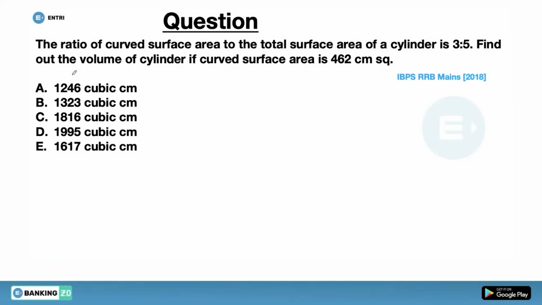The next question is: the ratio of the curved surface area to the total surface area of a cylinder is 3:5. Find out the volume of the cylinder if the curved surface area is 462 centimeter square. This question was of IBS RRB Mains 2018. Let's try to solve this part.